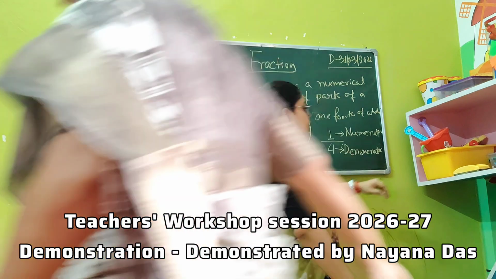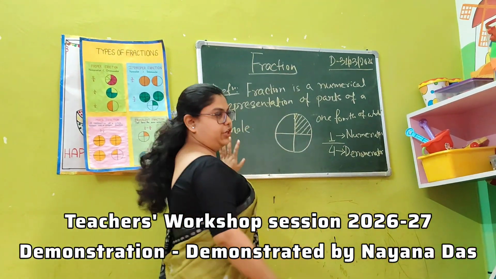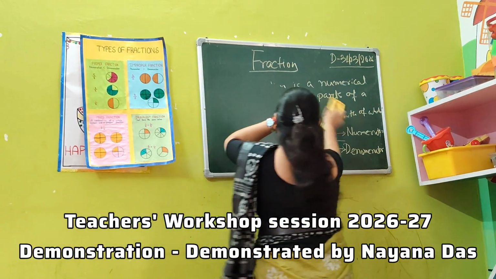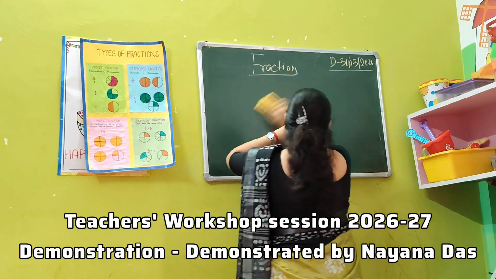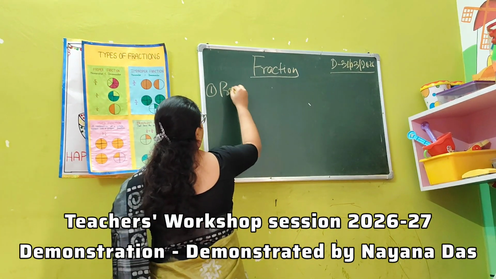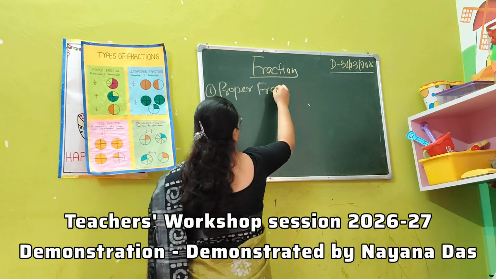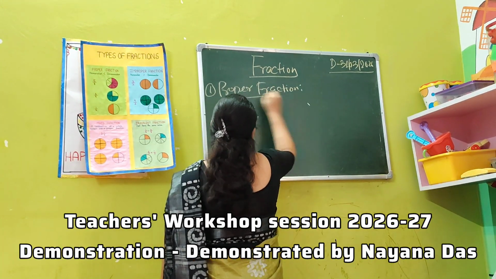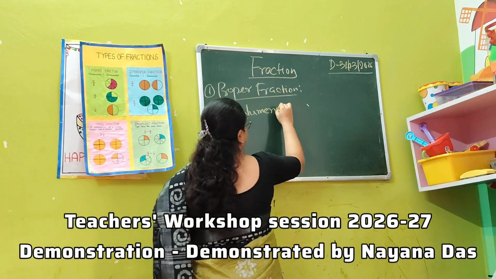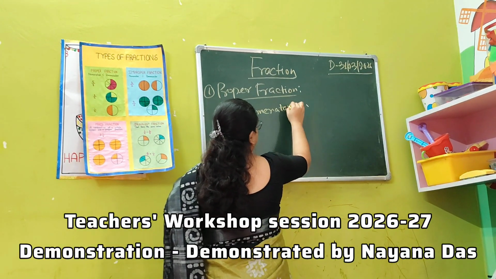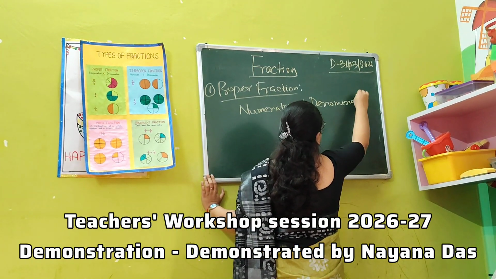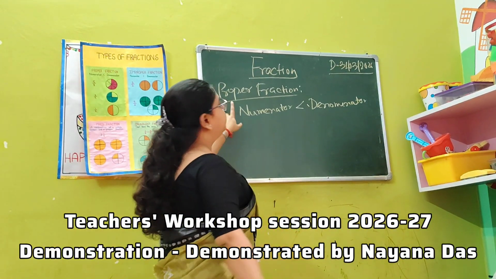Now there are 3 types of fraction. I will now discuss the types of fraction. First, proper fraction. When the numerator is less than the denominator, we call it a proper fraction.